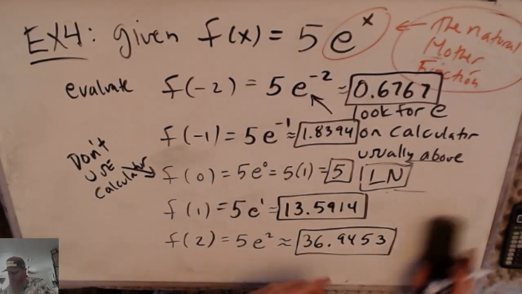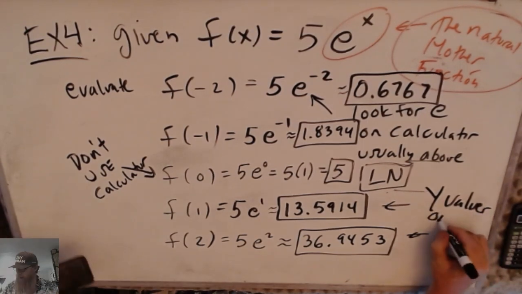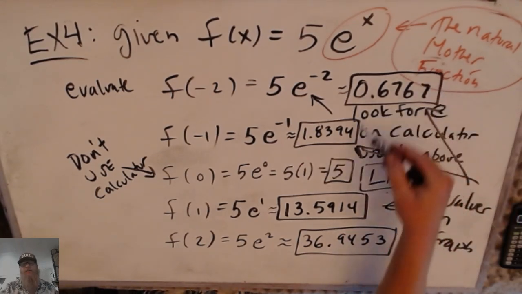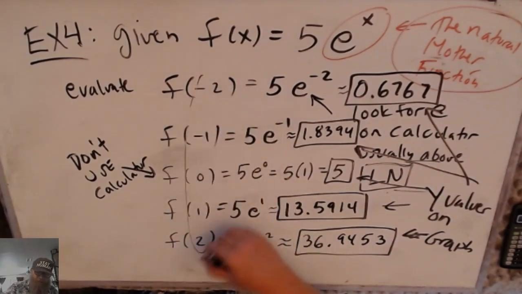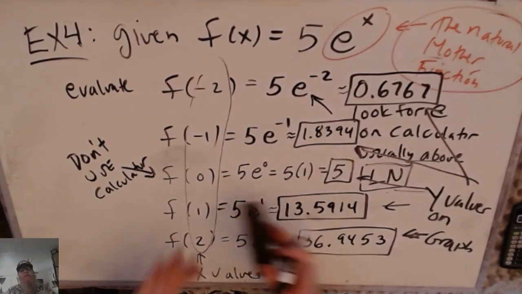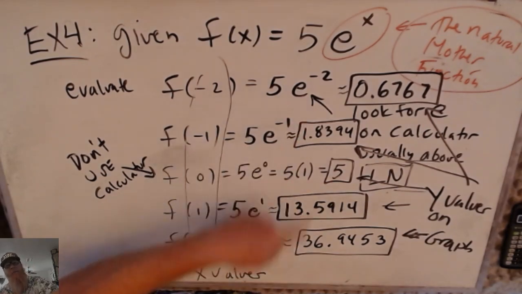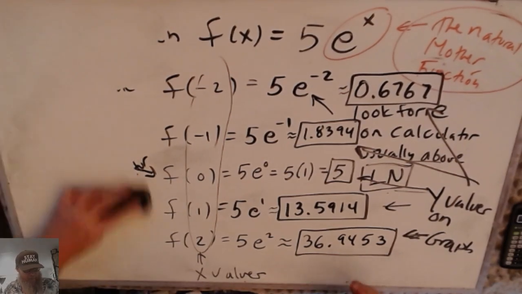All of these values are the y values on the graph. So I just calculated 5 different y values on the graph. The inputs were the x values. Okay. So we can draw the graph. With all these decimals, it's not going to be pretty. So we'll probably just approximate what these look like. Let me show you how I would do that.